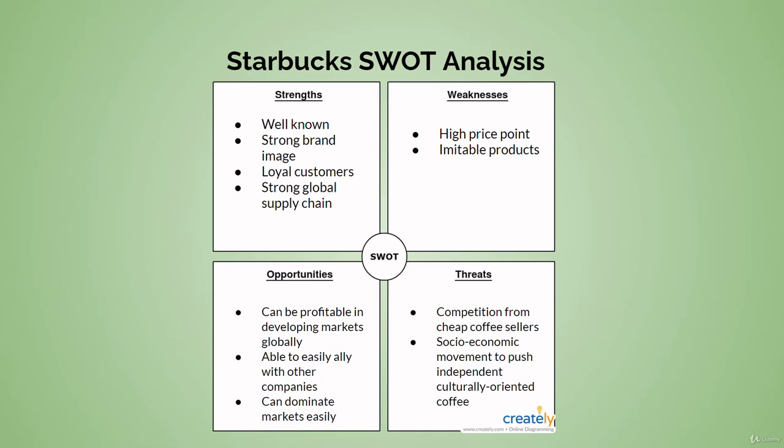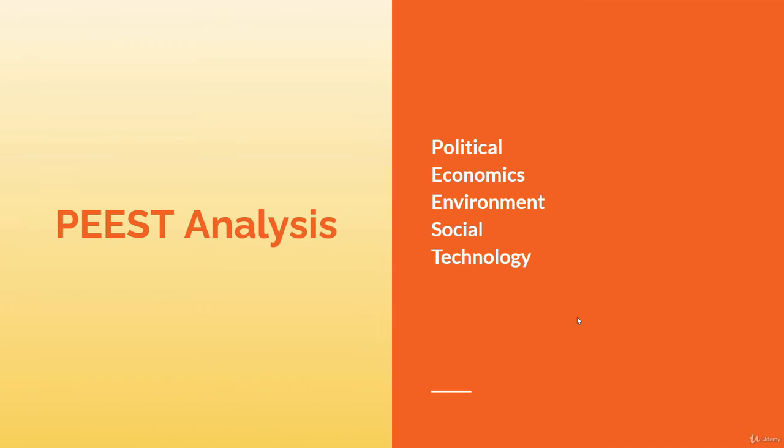An example of how a company can use SWOT analysis is how Starbucks is taking action on fighting against this threat. As you may have seen, Starbucks is starting to add more cultural coffees and teas. For example, they're adding more Indian chais on special occasions. So that is a SWOT analysis, and next we'll be looking at the PEST analysis.